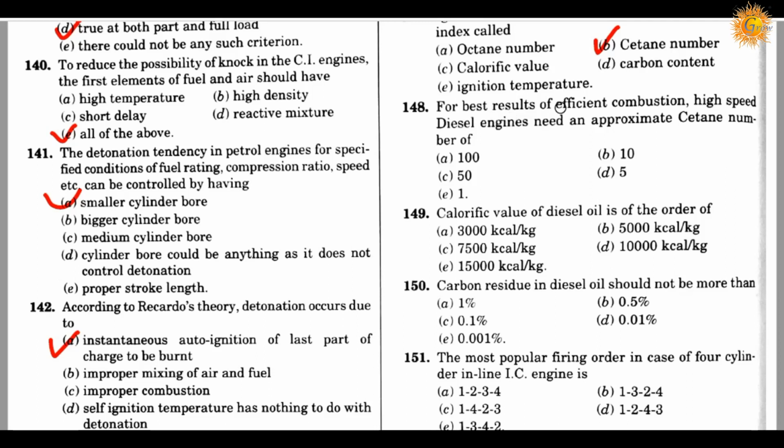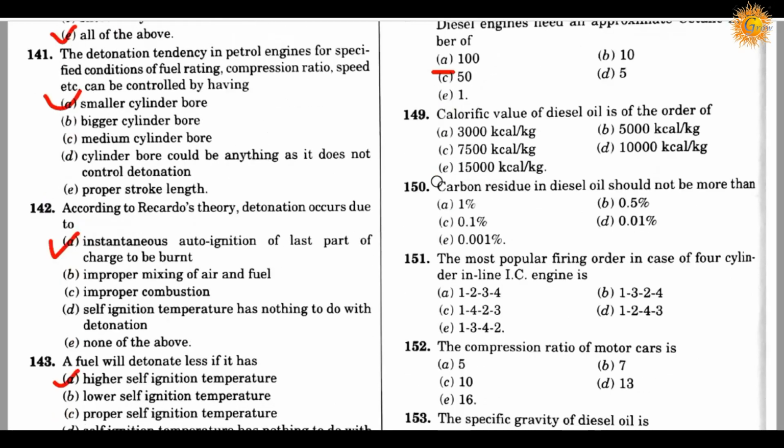For best results of efficient combustion, high speed diesel engines need an approximate cetane number of option A 100, option B 10, option C 50, option D 5, option E 1. So the correct answer is C, 50, because for the best result of efficient combustion, high speed diesel engines need an approximate cetane number of 50.